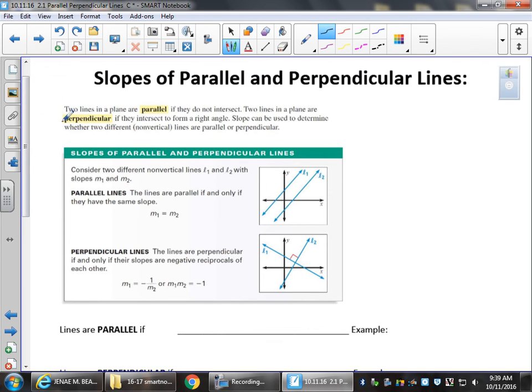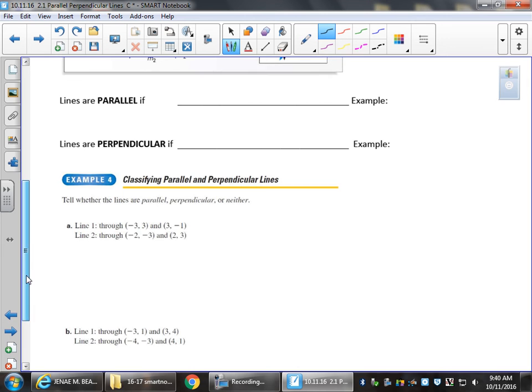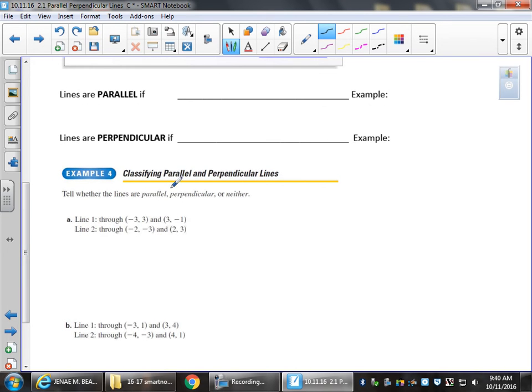Parallel and perpendicular lines. Now remember, just like Thursday where I include certain boxes for your own reference, that's what this box up top is all about. Let's jump down to here where it says lines are parallel if and lines are perpendicular if. What do you know about the slope of parallel lines? Think back to last year. Slope of parallel lines. Same slope.